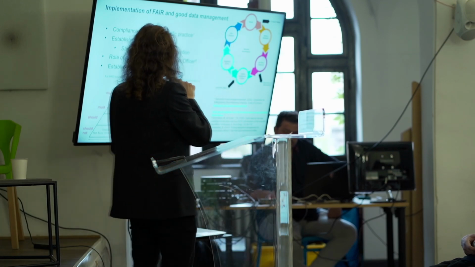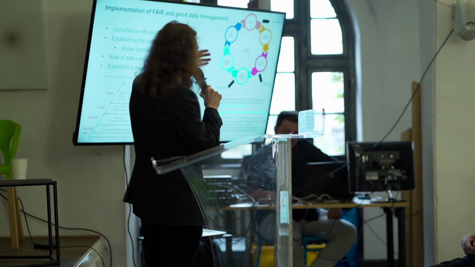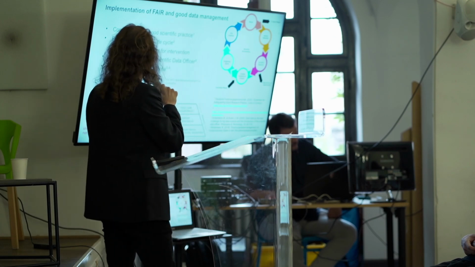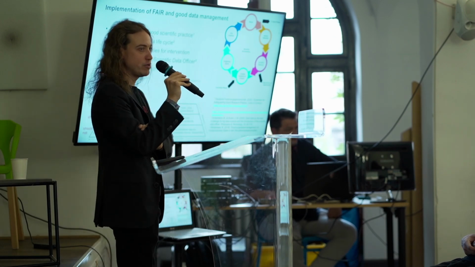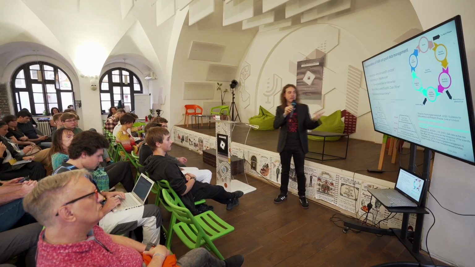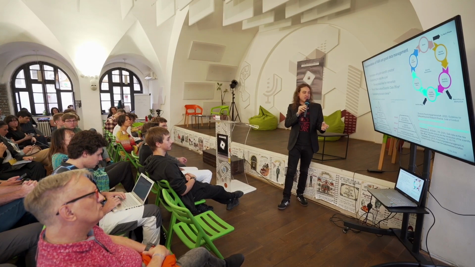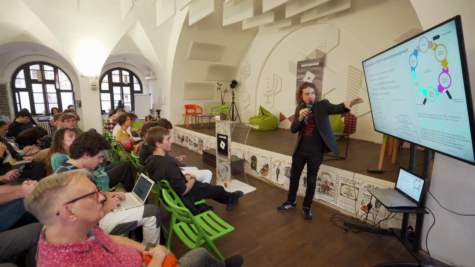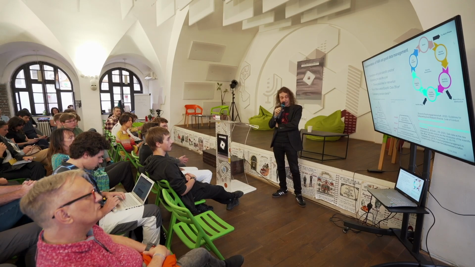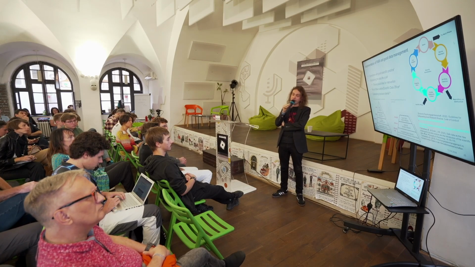And when you define a specific data lifecycle for your data, it always shows you possibilities for intervention. In what part of the cycle you do what with the data to ensure quality and not to make it dark. And especially for that, archiving or destroying, decision criteria is really important.